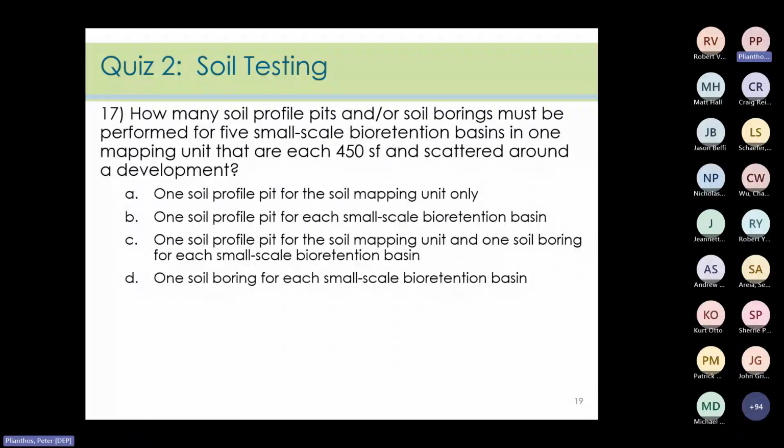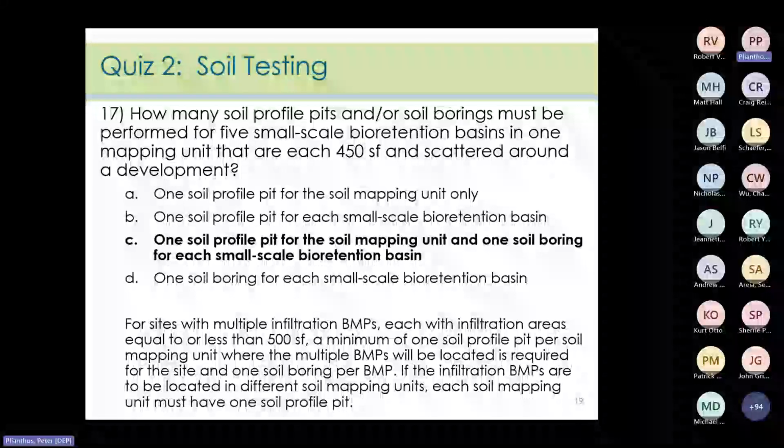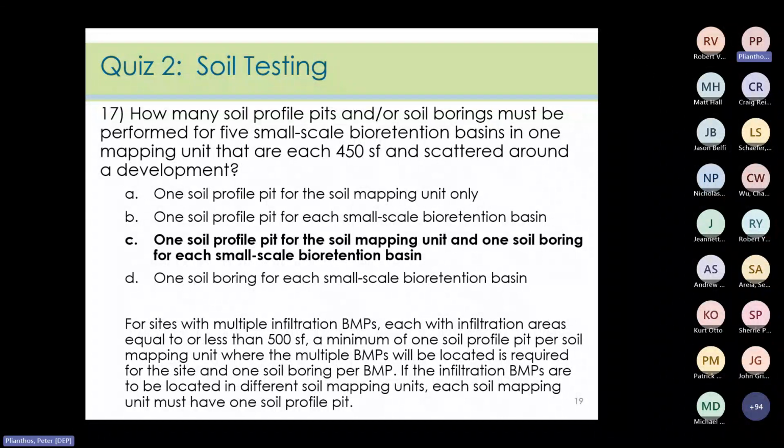Number 17. How many soil profile pits and/or soil borings must be performed for 5 small-scale bioretention basins and 1 mapping unit that are each 450 square feet and scattered around a development? The answer is C. So we know from Lisa's soil testing presentation that if an infiltration BMP has an infiltration area that is less than or equal to 500 square feet, you would have to do a minimum of 1 soil profile pit per soil mapping unit. You would also have to do 1 soil boring per BMP as well.